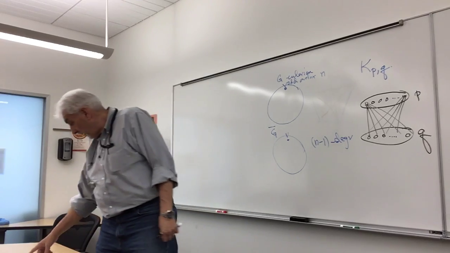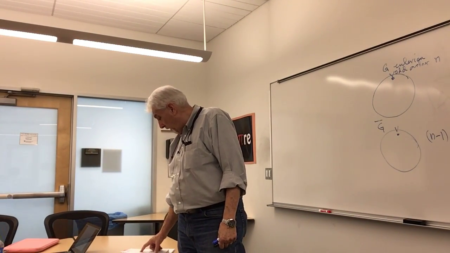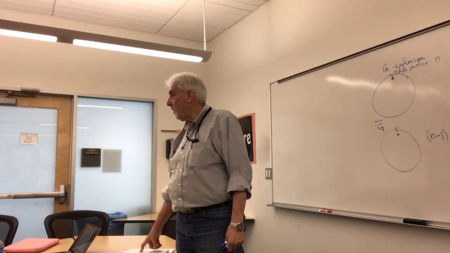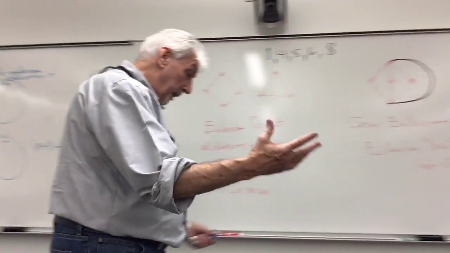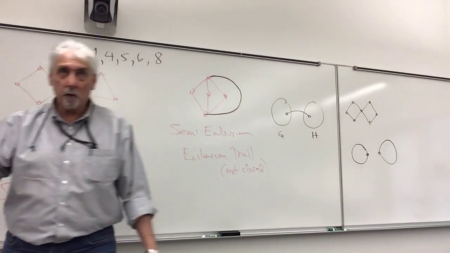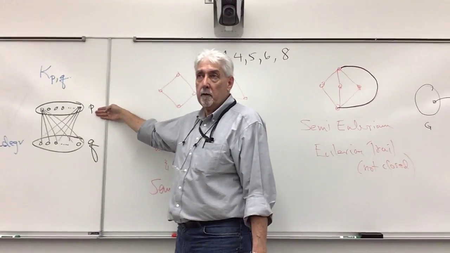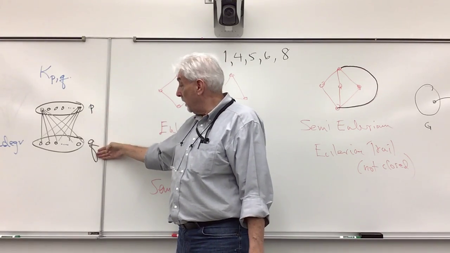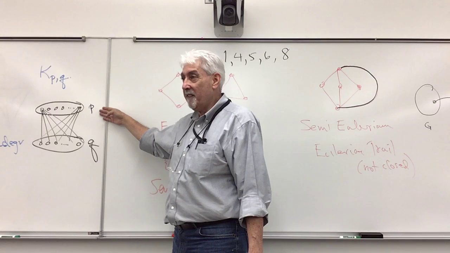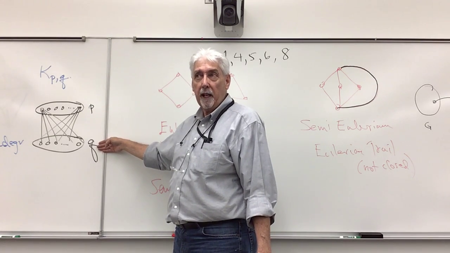So let me ask you, when is K_{P,Q}, forget the semi, Eulerian? What can you tell me? What's the degree of every point here? In just K_{P,Q}, what's the degree of every point here? Q. And what's the P. Q? Every point here has degree P.